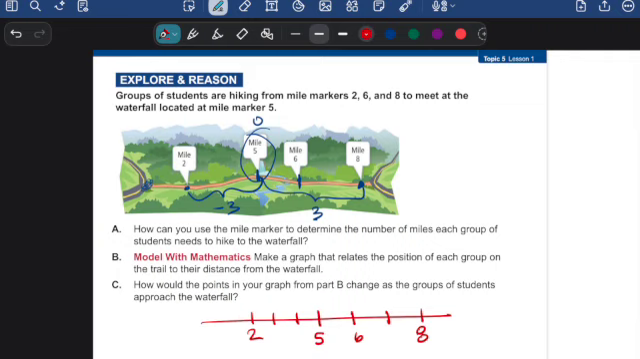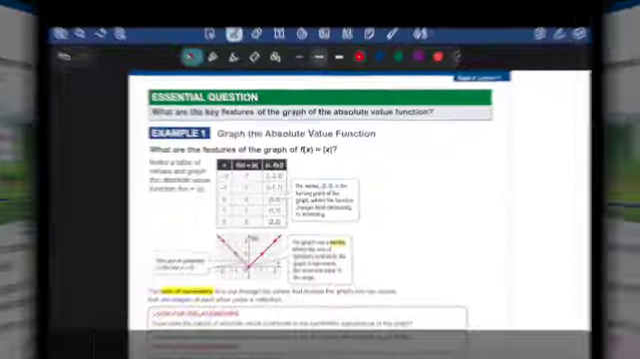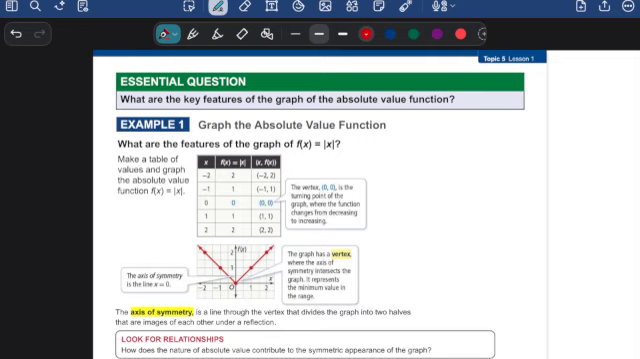But as we're measuring distance, we can't have negative numbers, so we're just going to talk about the absolute value, or the distance from 0, or the distance from the waterfall. So let's look at the absolute value function and the key features of the graph. So back to function notation, remember f of x is the same as y. Okay, this is my output. I'm going to just review. This is my output, and x is the input.